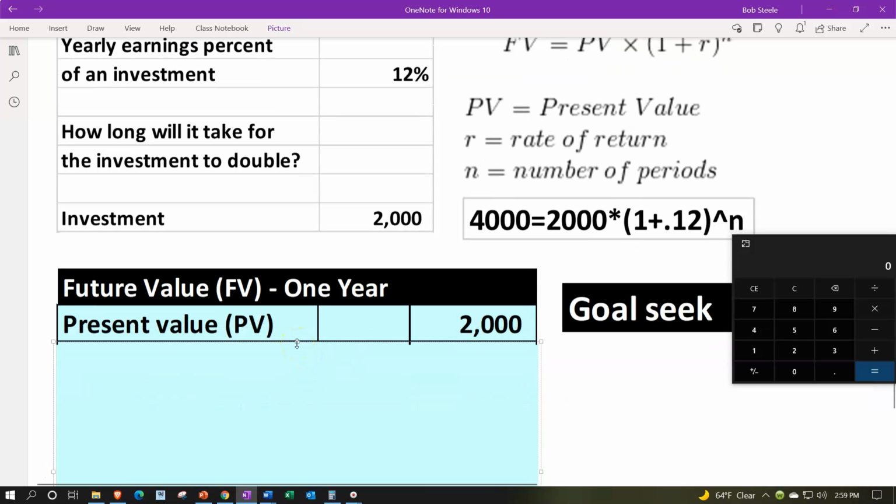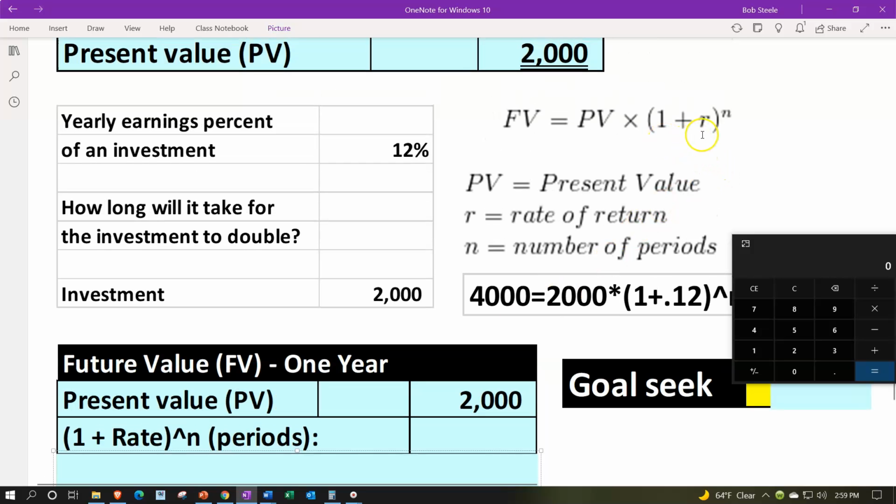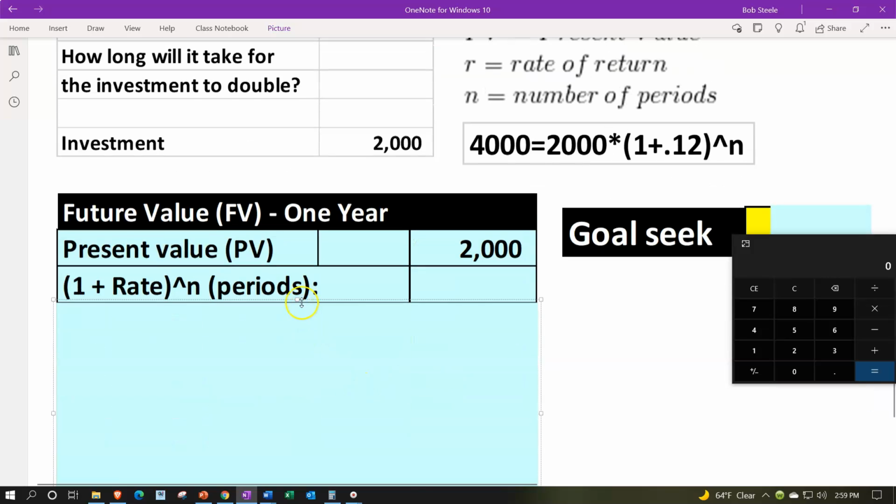So the present value outside is going to be the 2,000. That's the original investment. That's our starting point, the present value. We're going to have the 1 plus the rate to the n. That's going to be our subcalculation representing the second half, which we're going to pull inside the total calculation related to it, and then it's going to be pulled out to the outside.